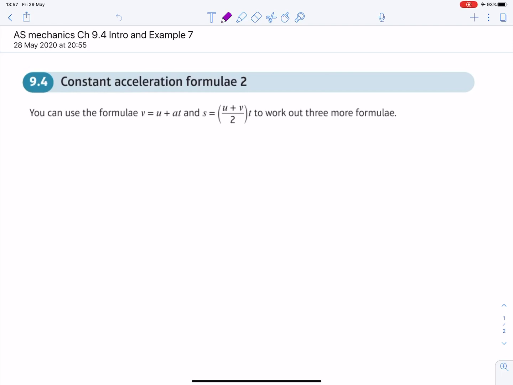So here's the introduction to chapter 9.4 and example 7. The first thing we're going to look at is finding some more SUVAT equations. At the moment we've got two from the work we've already done: v equals u plus at, and s is equal to u plus v over 2 times t.